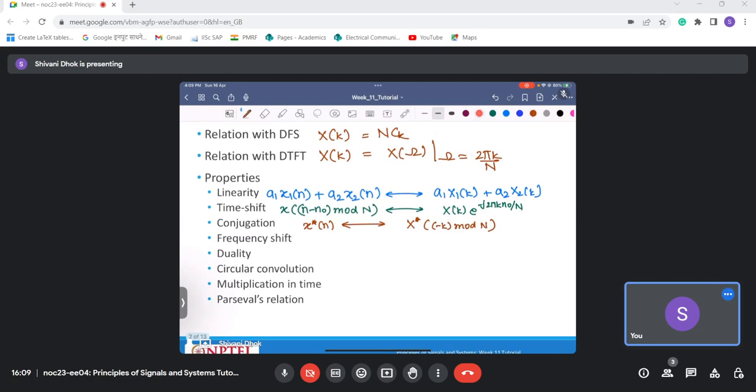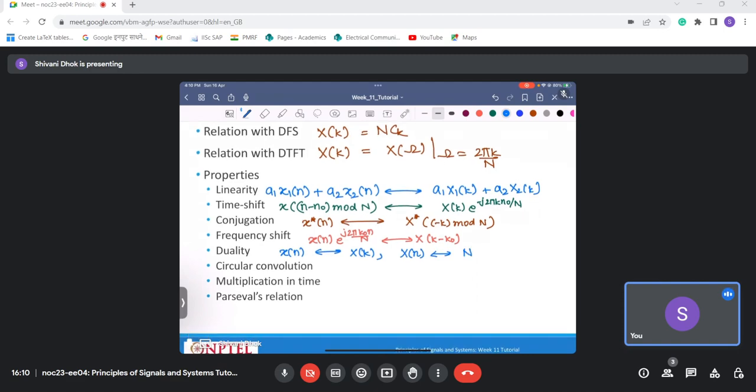Then we have the frequency shift property. If I have X of k minus k naught, this is also modulo N, then in the time domain this is equal to x[n] into e power j 2 pi k naught n by N. Then we have the duality property. It says that if small x[n] has DFT as X[k], then if I consider capital X[n], its DFT will be given by N times x of minus k. And this minus is again modulo N. Every shift, flip, and scaling operation will always be modulo N.